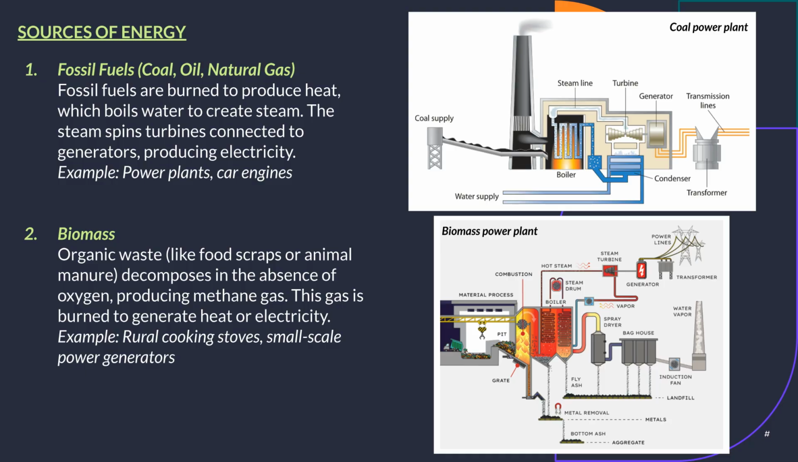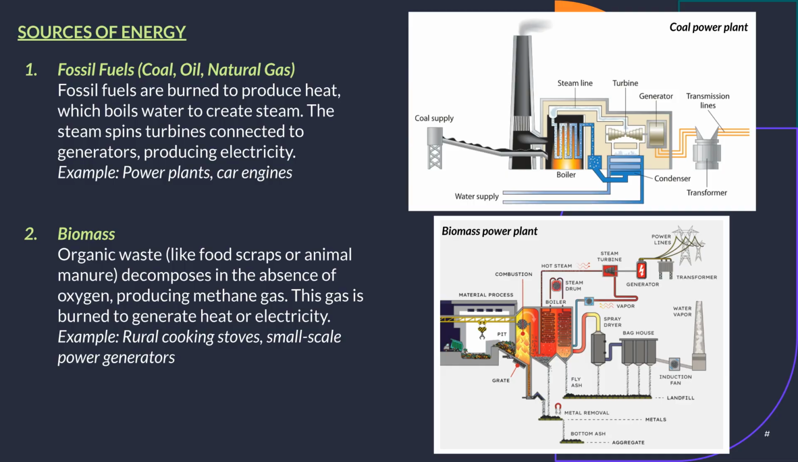Biomass is an energy source made from organic waste such as food scraps, plant material, and animal manure. When this material decomposes without oxygen, it produces methane gas. This gas can be burned to generate heat or electricity. Biomass systems are often used on smaller scales, such as in rural areas or local power generators. Because biomass comes from recently living materials, it is considered a renewable energy source.